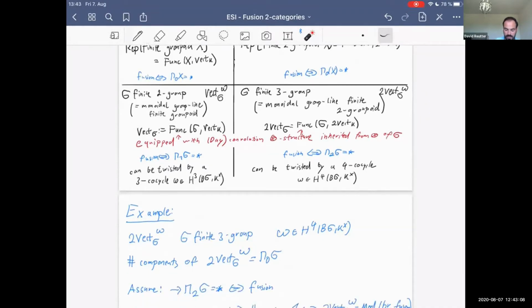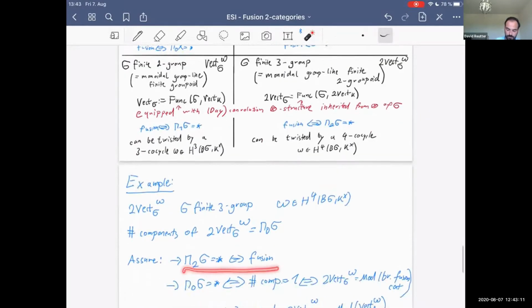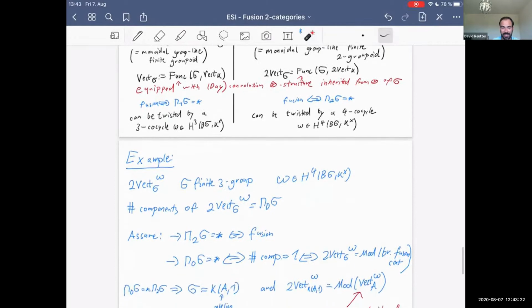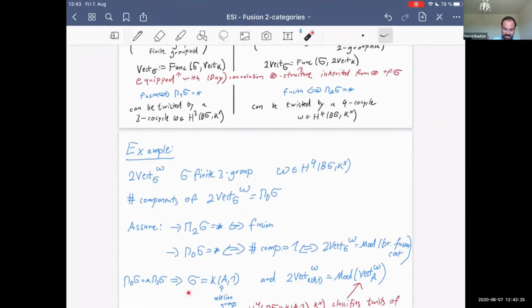So let's look at the specific case where I assume it's fusion. And I assume it only has 1 component, just to make our lives a bit simpler. So this means that pi 2 of G is trivial and pi 0 of G is trivial, so there's only a pi 1. So I immediately know that G is of the form BA, that is, K(A,1). So it's just some abelian group, because this itself can be delooped. This itself has a monoidal structure, so it's some abelian group, and you deloop it once. And we've also seen before that if I have a single component, I'm actually mod of a braided fusion category. So let's try to see what braided fusion category this corresponds to and how these things relate to one another.